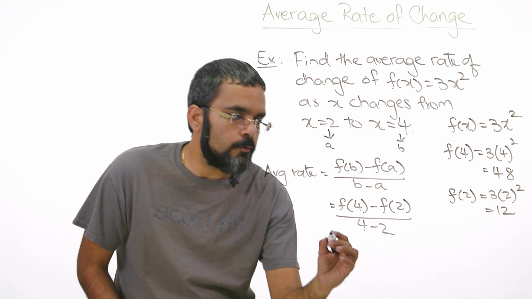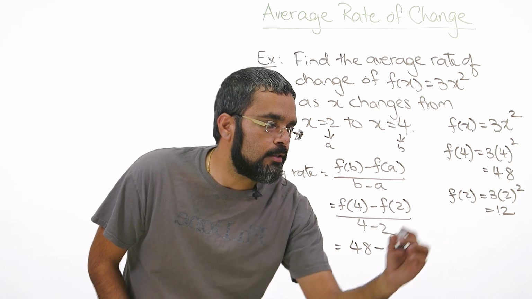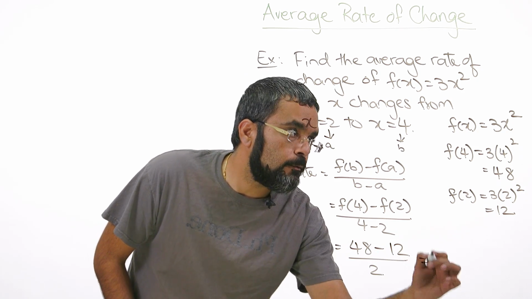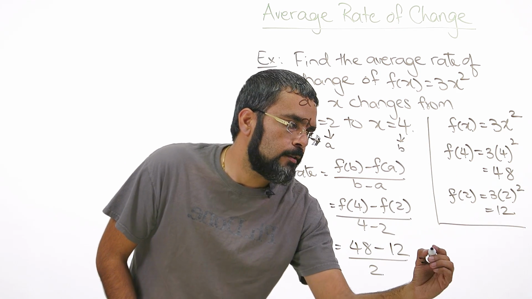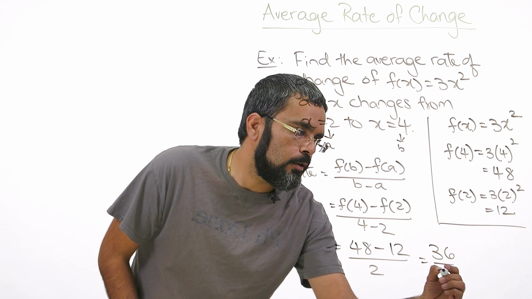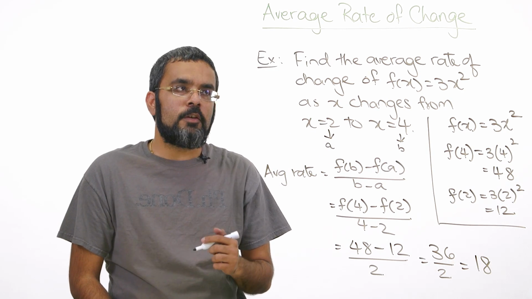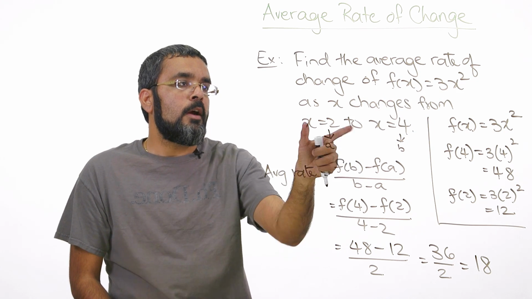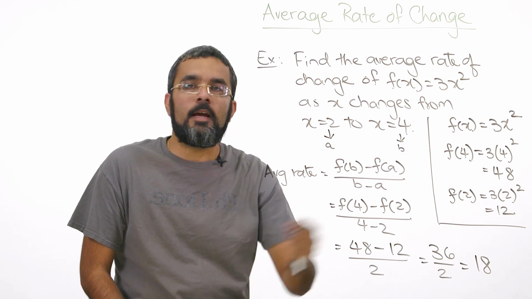Okay, so put in those values, I get f of 4 is 48, so I get 48 minus 12 over 2, and that gives me 48 minus 12 is 36 over 2, which is 18. So the average rate of change of the function f(x) equals 3x squared on the interval 2, 4, or between x equals 2 and x equals 4 is 18.